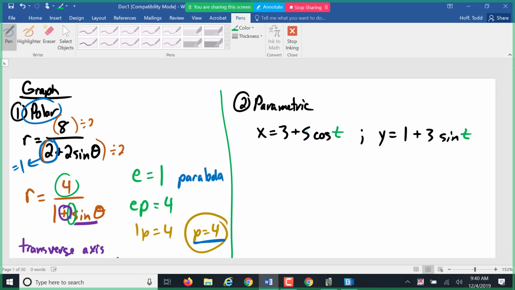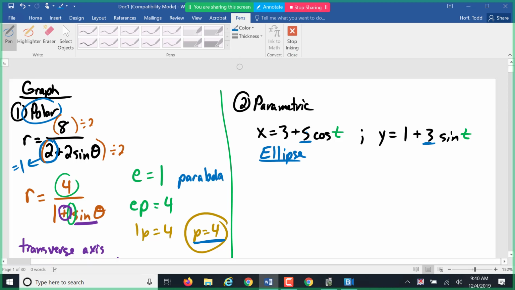So it would have been t, y equals t squared and x equals t, or some variation thereof. So we have sine and cosine here. That's telling us this is either a circle or an ellipse. The number multiplying cosine and sine is different, so that tells us that this is an ellipse.